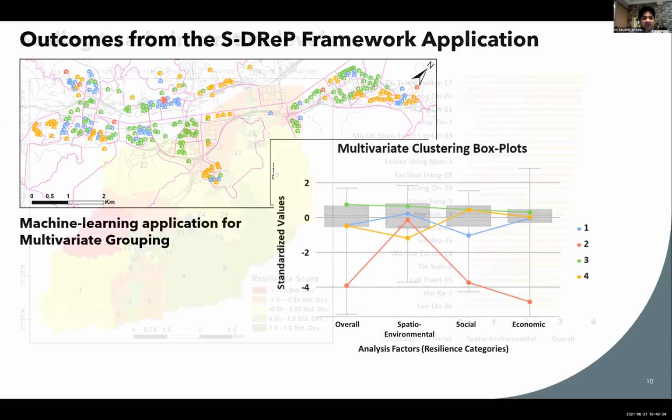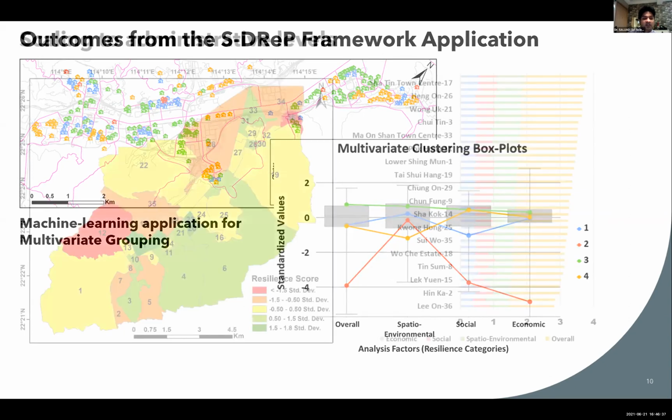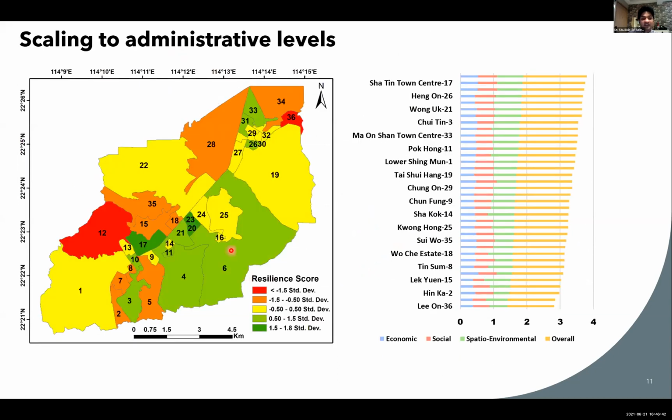So using the building level information, we computed this index on the administrative level to scale up to different administrative levels, because most of the legislation, policy making or decision making happens at this level. We color coded it, and the results are presented in terms of one standard deviation. This helps us identify different regions or council boundaries which are highly resilient or less resilient in terms of economic, social, spatial, environmental, and overall resilience.